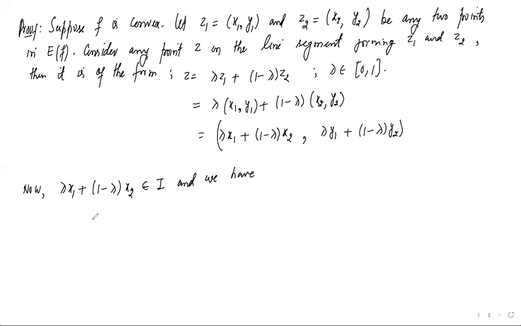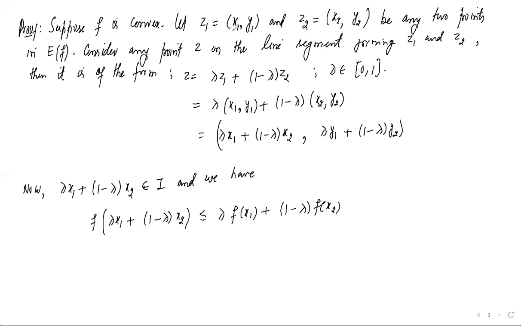Now since the function f is convex, we can write f of lambda x1 plus 1 minus lambda x2. By definition of convexity of f, this is less or equal to lambda times f of x1 plus 1 minus lambda f of x2. But now looking at these points x1, y1 and x2, y2, x1, y1 is a point in E of f, which is a subset associated to the function f, satisfying the property that f of x is less or equal to y.